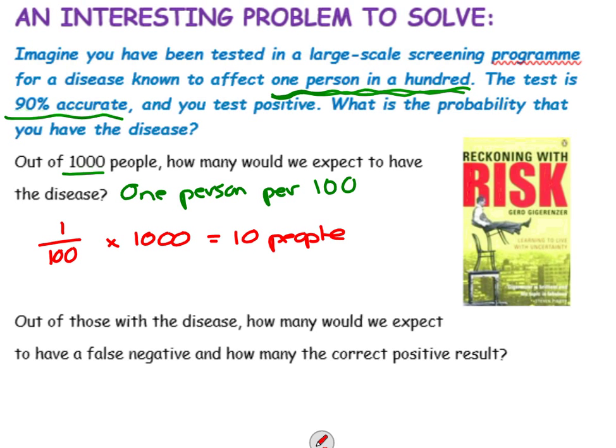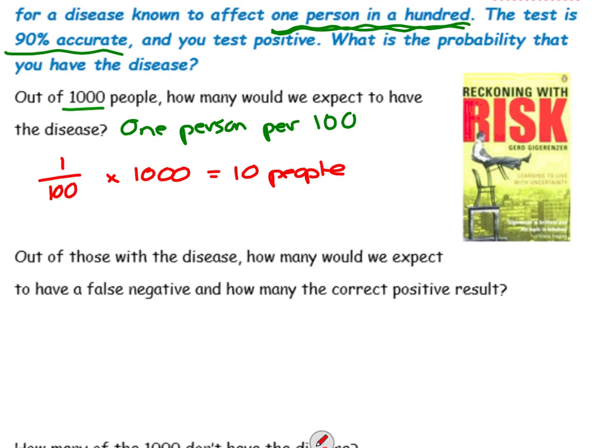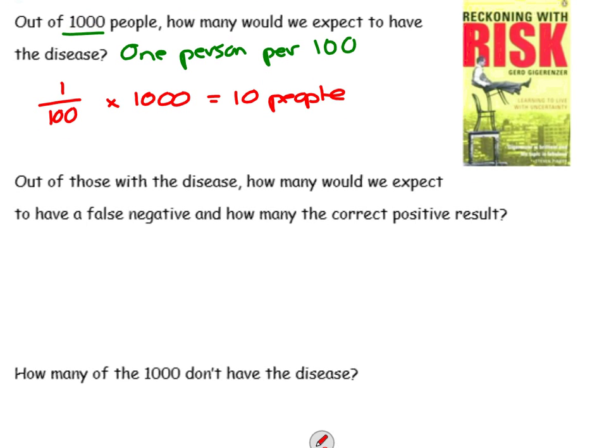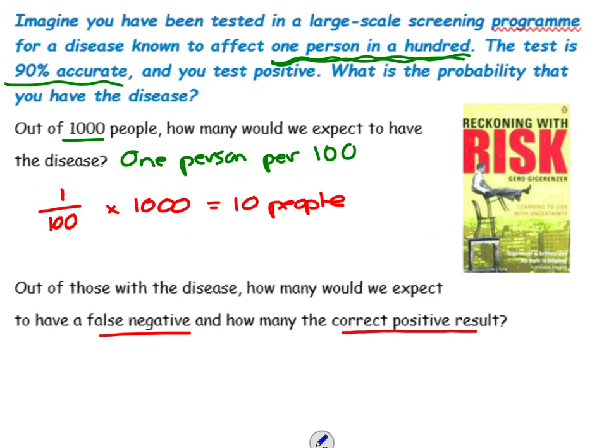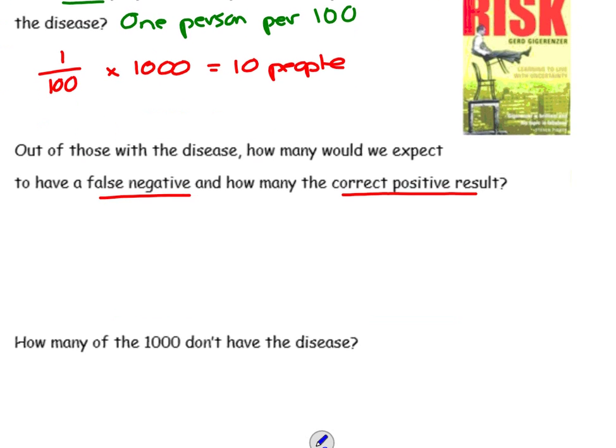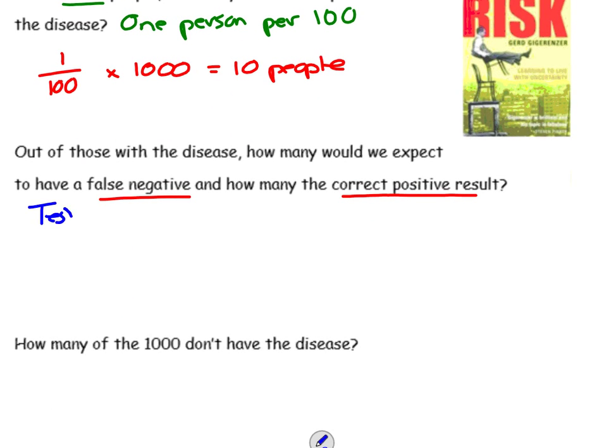So out of 1,000 people, we expect only 10 people to actually have the disease, according to the question. So out of those who do have the disease, so what we just worked out then, how many would we expect to have a false negative, and how many to have a correct positive result? So there's going to be 2 answers to this. The part that's important is up here, the fact that the test is only 90% accurate. So you might just want to remind yourself of that.